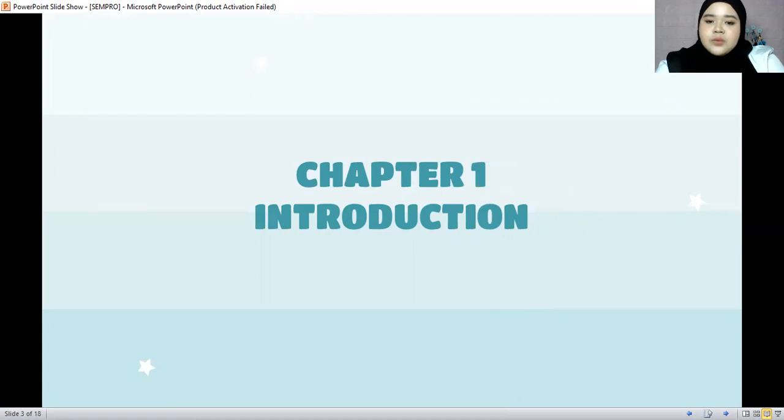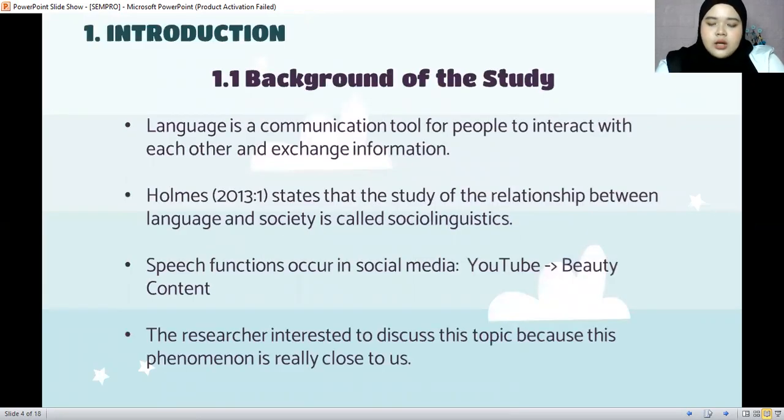First, let me explain the chapter 1 introduction and background of the study. So, language is a communication tool for people to interact with each other and exchange information. It means language is a tool used by society to interact between them, also can be used in spoken and written form. That's the reason why language and society cannot be separated. As Holmes says in 2013, the study of the relationship between language and society is called sociolinguistics. In sociolinguistics, society uses variety of language and it helps people to form opinions, thoughts, and express their feelings in different ways, depending on the situations.